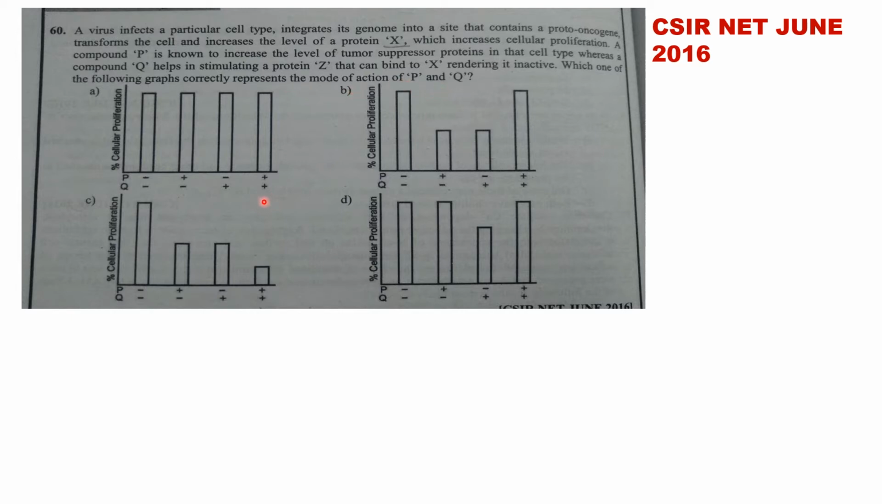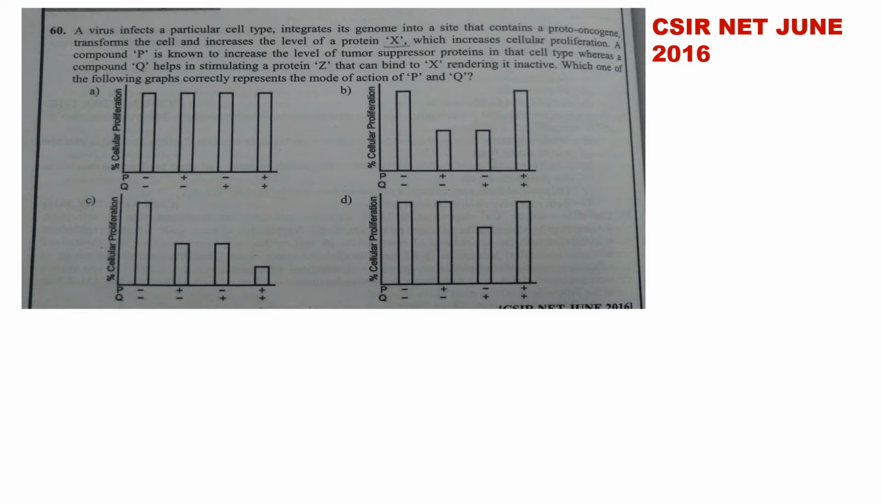So we have to select the correct graph from these four graphs. Okay, here you can see that in y-axis percentage of cellular proliferation and P and Q is there. Minus means absent, plus means present.